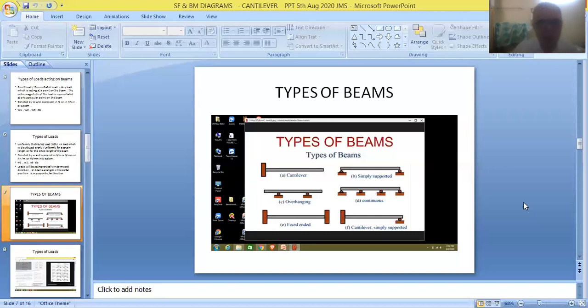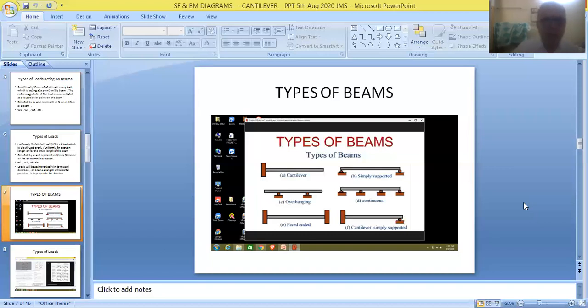So here supports are provided only at the ends of the beam. That's why it is called a simply supported beam. Whereas in this case, in addition to end supports, several other supports are provided along the length of the beam. Therefore, it is called a continuous beam.